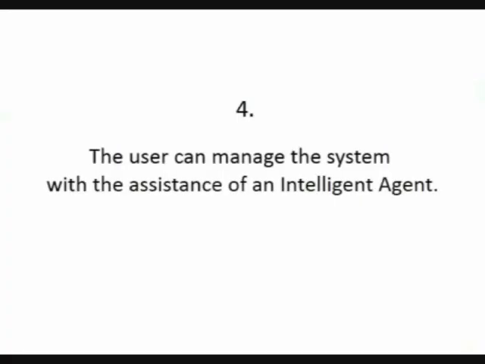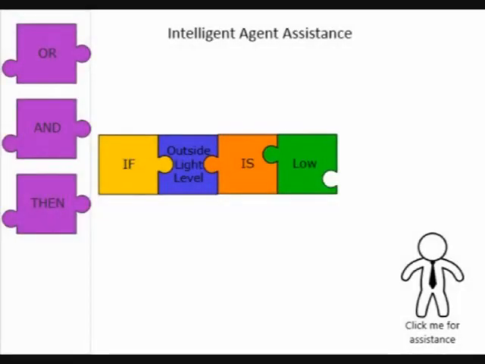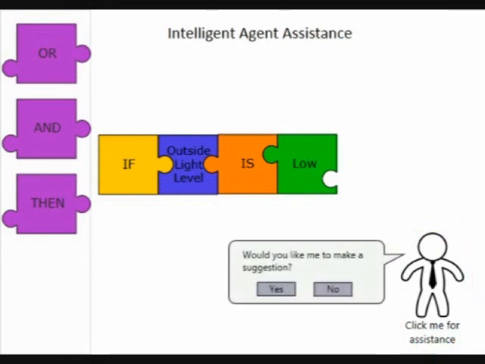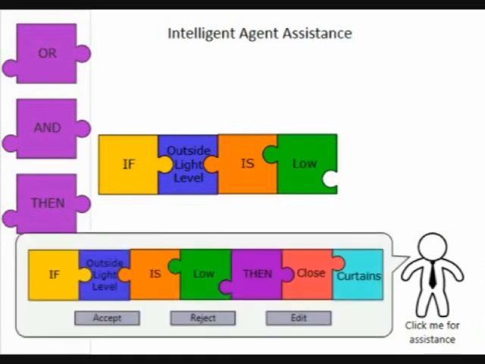The final style of management is for the user to manage the system with the assistance of an intelligent agent. As you can see, we are presented with the same simplified programming interface as before, and the same behavior rule is already half completed. The only difference here is that we have an intelligent agent to assist us. The intelligent agent asks us if we would like it to suggest a complete behavior rule based on what we've already input. And this rule is the same as what we had before. If outside light level is low, then close curtains. We have the option to accept, reject, or edit the rule.